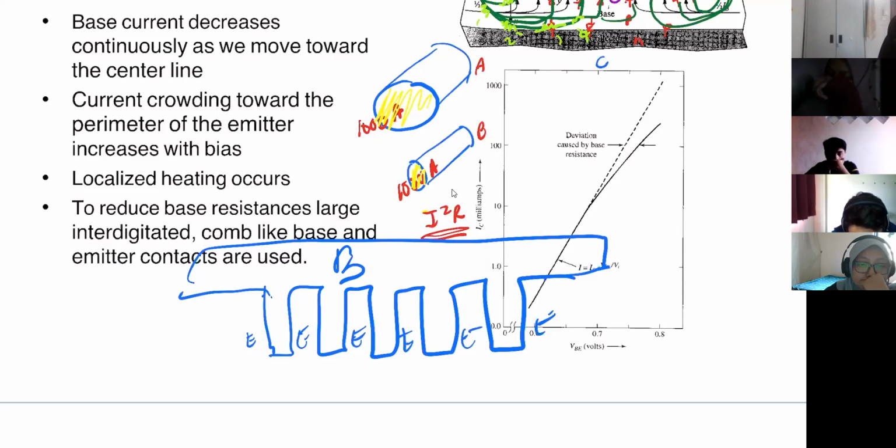Does it also get called fin type BJT? FIN, FIN. Yeah. Okay, there are many names, so you can Google this to learn more.